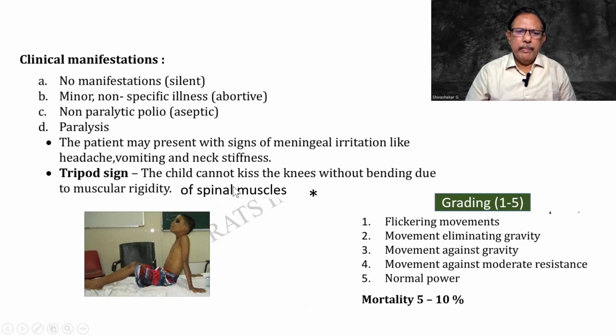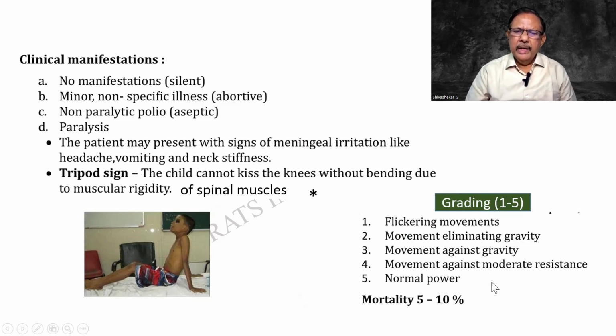And there is a tripod sign. This is very important. I have marked it. So you find that the patient is having weakness of the muscles and cannot bend and needs the support of the arms and the legs. So when he is asked to kiss his knees, he can do it only by flexing the legs. As a result of which there is a tripod sign, like a triangle it becomes.